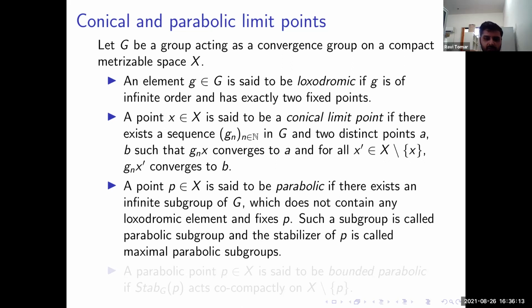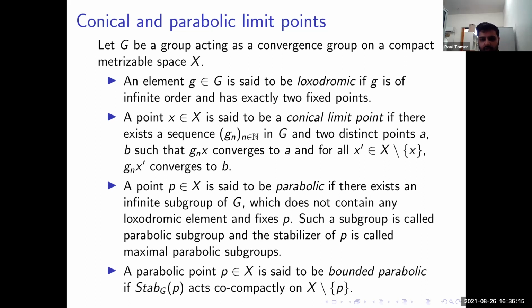Now we have the definition of a bounded parabolic point. A parabolic point is said to be bounded parabolic if its stabilizer, the maximal parabolic subgroup, acts cocompactly on the complement of the parabolic point. It means the quotient should be compact.